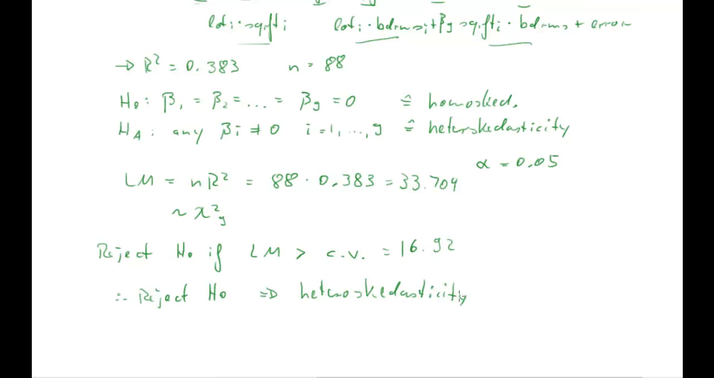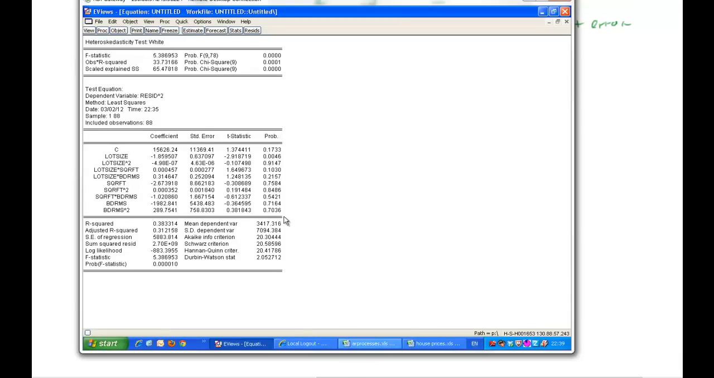Heteroscedasticity, that's right. So if we go back to the EViews output, of course we could have seen that immediately because the test statistic is reported here, 33.73. Okay, that's exactly 88 times 0.383. We rounded a little bit before.